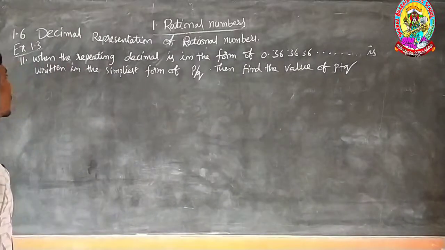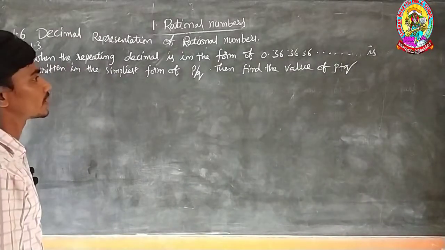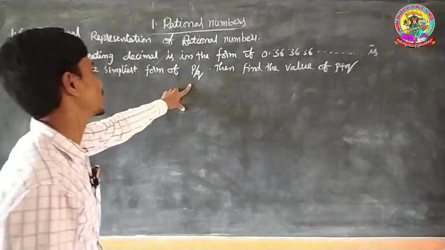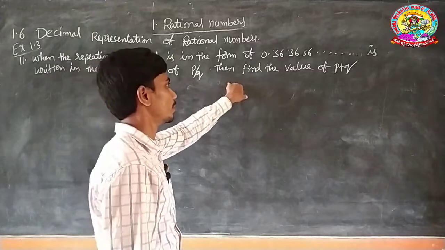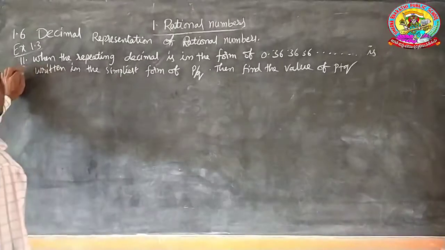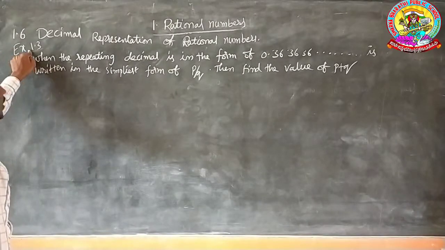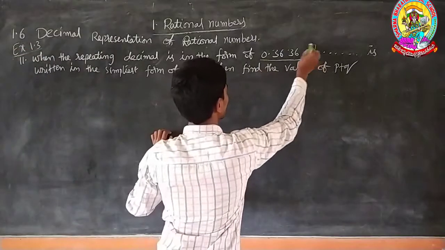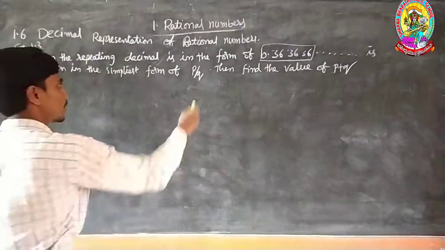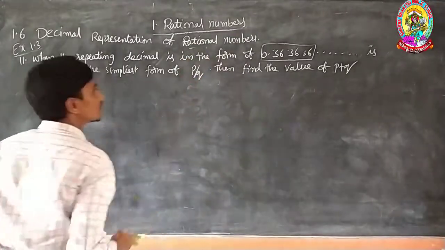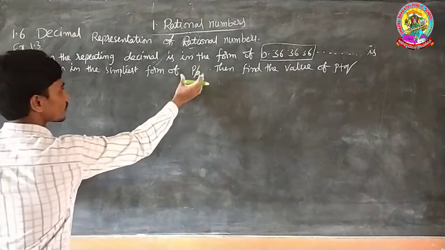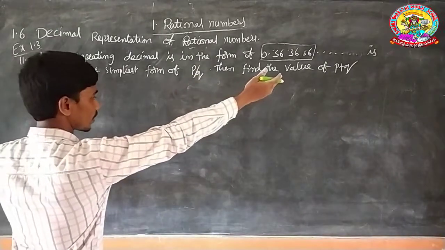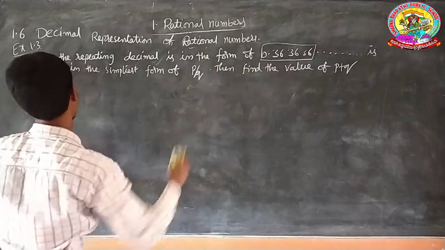When the repeating decimal 0.363636 and so on is written in the simplest form of p by q, then find the value of p plus q. So the 11th question in exercise 1.3 is this. Here you have to convert the repeating decimal into the p by q form, which means rational form. Then in the simplest rational form, you should find the value of p plus q.